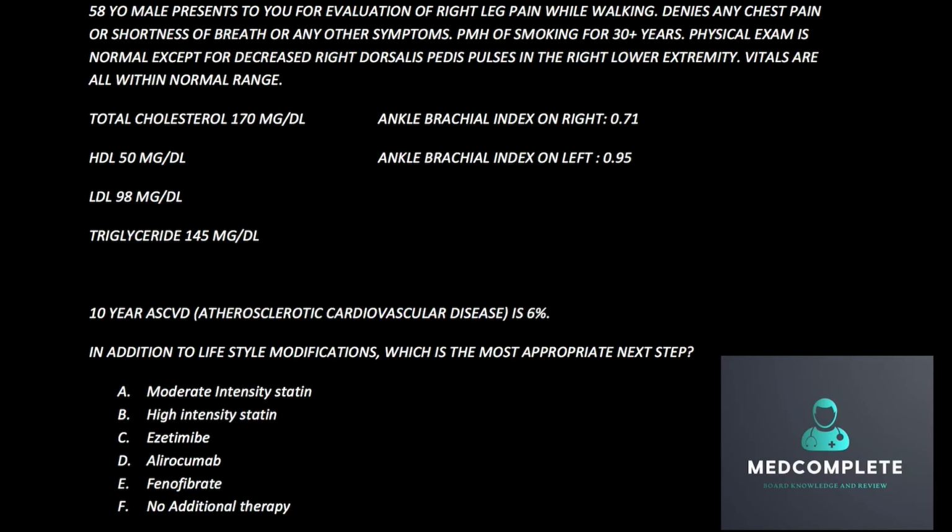Total cholesterol is 170, HDL is 50, LDL is 98, triglyceride is 148. ABI on the right is 0.71, ABI on the left is 0.95. 10-year ASCVD is 6%. In addition to lifestyle modifications, which is the most appropriate next step?